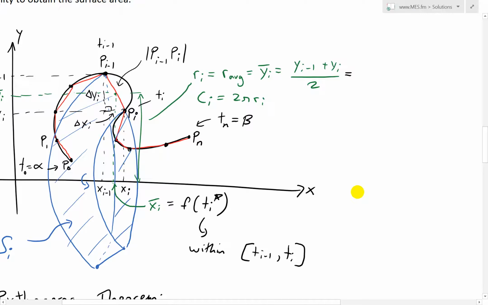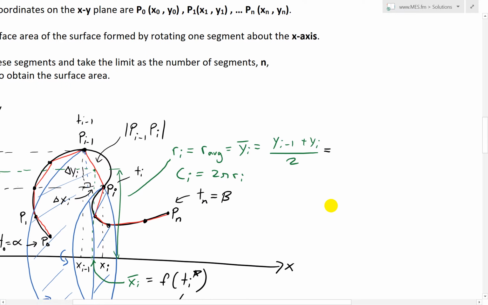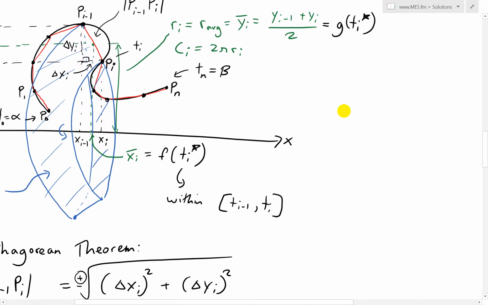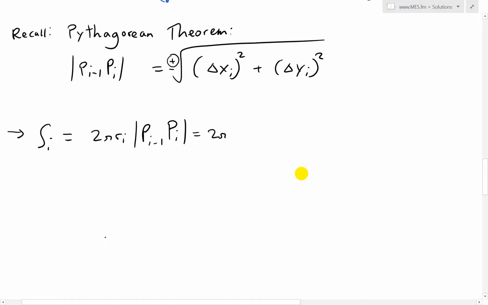So over here, this is y. And remember, y is a function of t as well, but that's g. So g of t, that's going to be g of t_i star, like that, where that's the same one over here. So we could write this as 2 pi g of t_i star, and then we have the square root, and we plug in this part over here: delta x_i star plus delta y_i star.